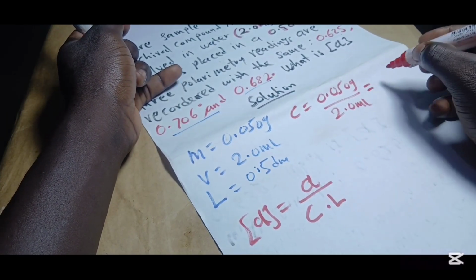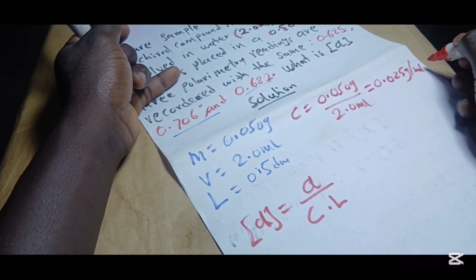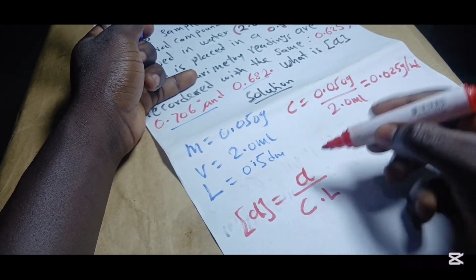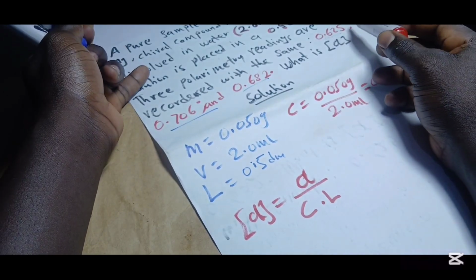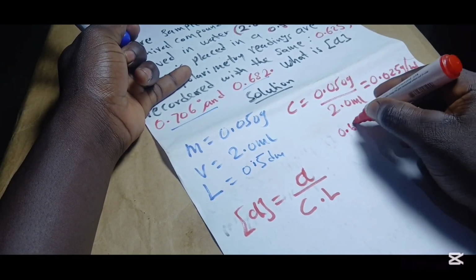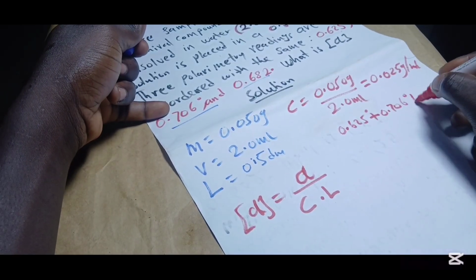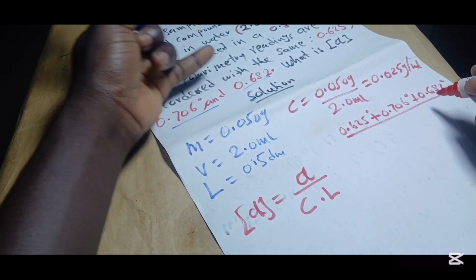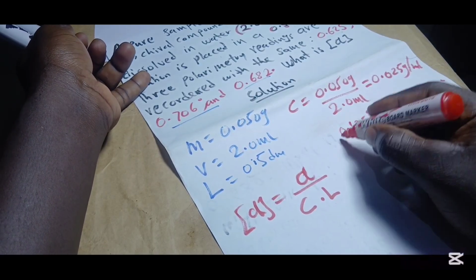And this is going to give us 0.025 grams per ml. So we now have our concentration, but we don't have our observed rotation. Since this experiment was performed twice, we find the average of these observed rotations. So it's going to be 0.625 degrees plus 0.706 degrees plus 0.682 degrees. The experiment was performed 3 times, so divided by 3. That is why we have 3 observed rotations.